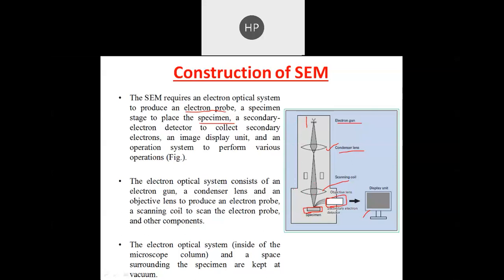In this diagram, this line represents the vacuum system. So all of this electron optical system will be kept in a vacuum. And why it is kept in vacuum, we have already discussed: so that the electrons will not be deflected by foreign particles, and the path of the electrons may not be changed.